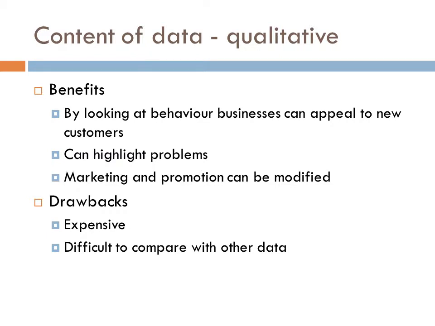Drawbacks of qualitative data though. It is expensive to gather qualitative information, as it does usually require a skilled person to interpret it, to say what it means. Because of this, most qualitative research is conducted on a very small scale. This can lead to bias or unrepresentative opinions. It's also difficult to tabulate the data, so you can't really put qualitative data in a table, you can't put it in a graph. And it's also difficult to compare with other data, as opinions are often unstructured. You can't really compare someone's opinion with someone else's.